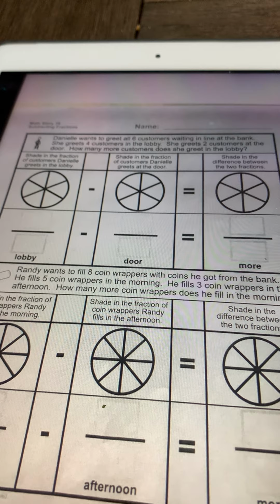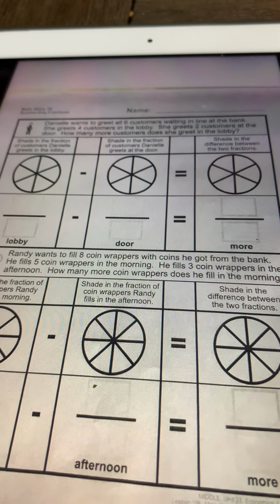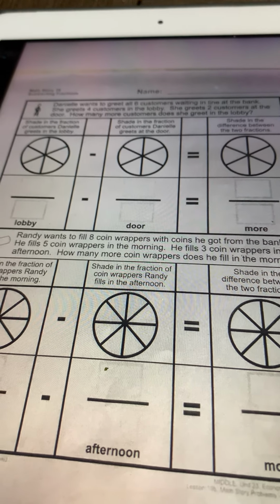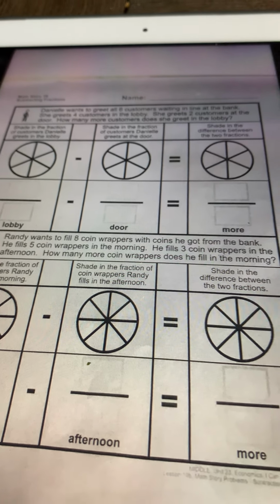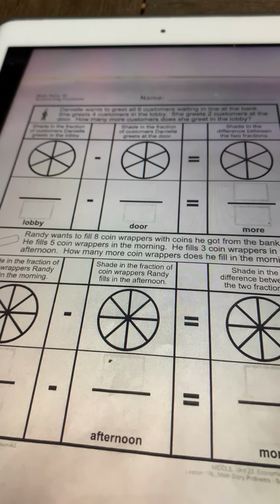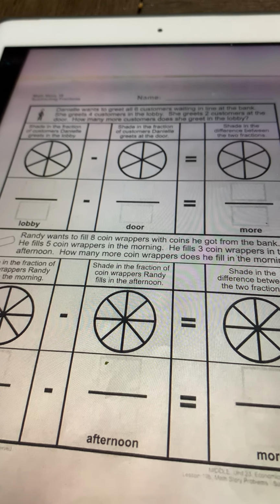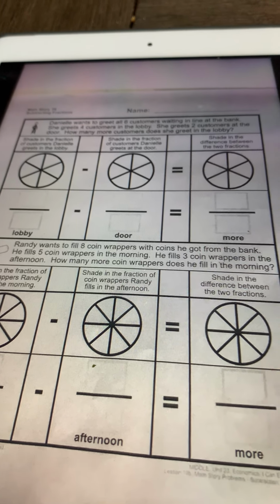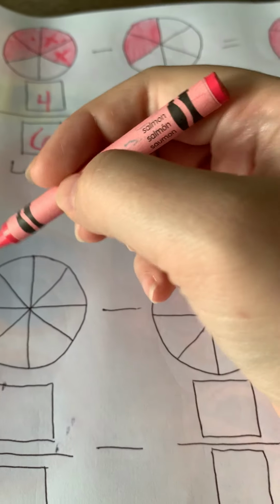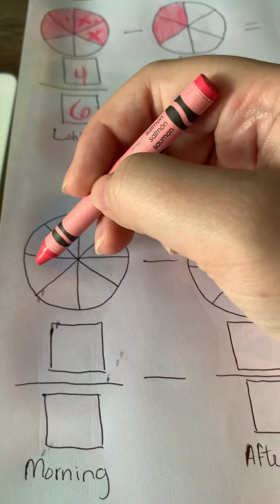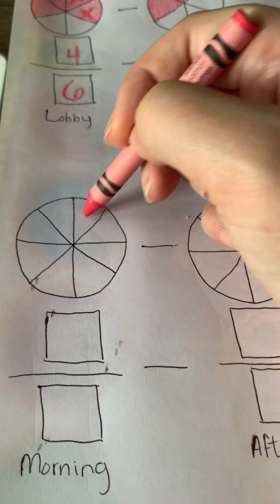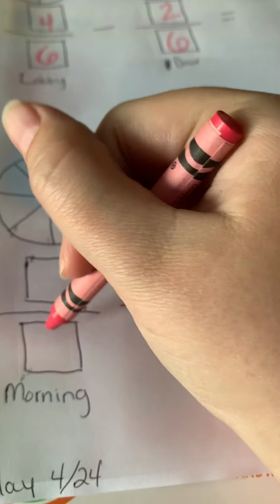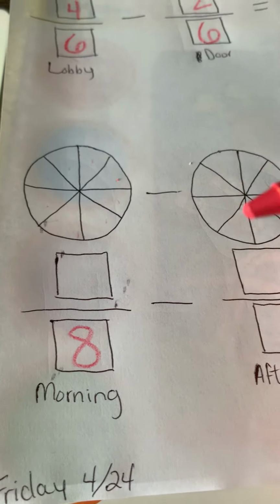And it says, Randy wants to fill 8 coin wrappers with coins he got from the bank. He fills 5 coin wrappers in the morning, and he fills 3 coin wrappers in the afternoon. How many more coin wrappers does he fill in the morning? Okay, so we have a total of 8 coin wrappers. So we need to make sure we have 8 pie slices. 1, 2, 3, 4, 5, 6, 7, 8. And we do. So let's go ahead in our bottom box and write our 8.